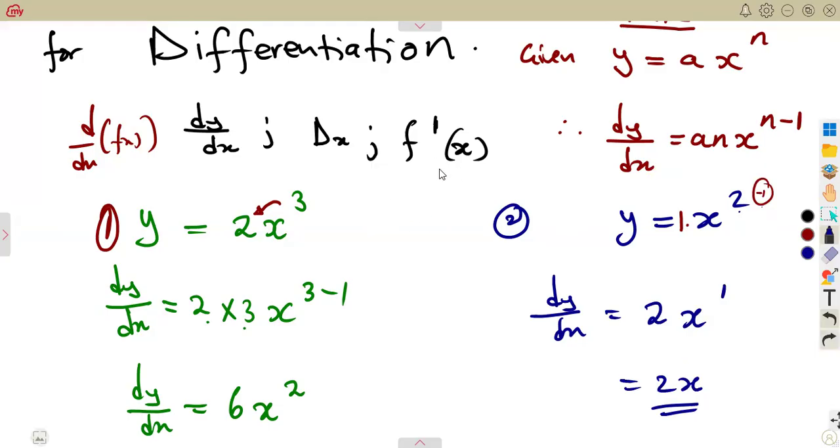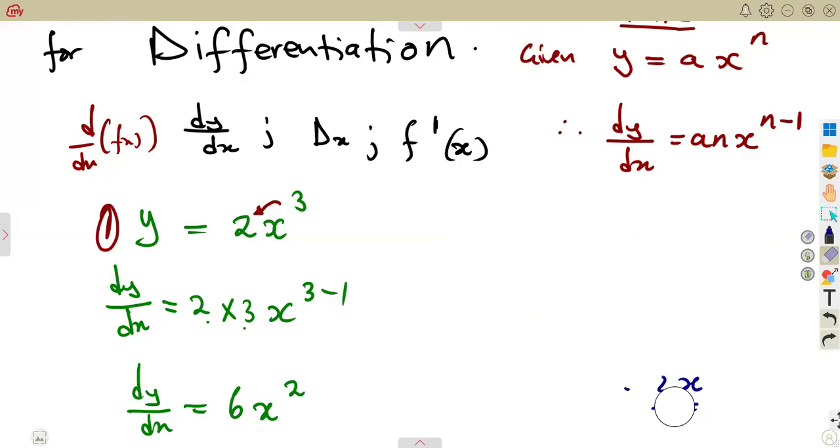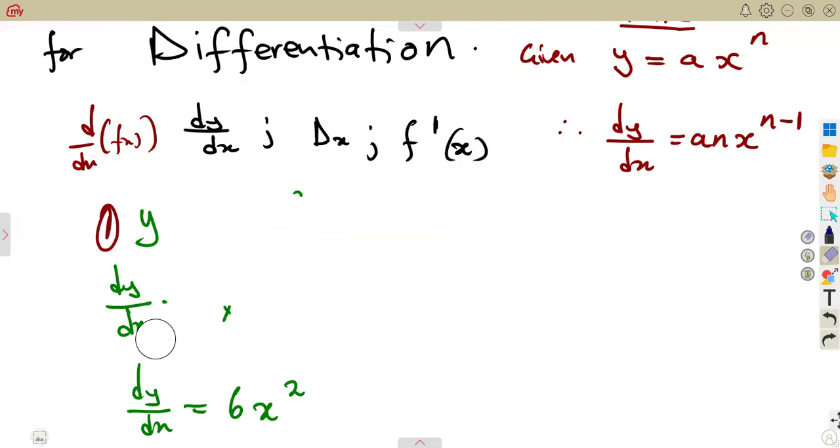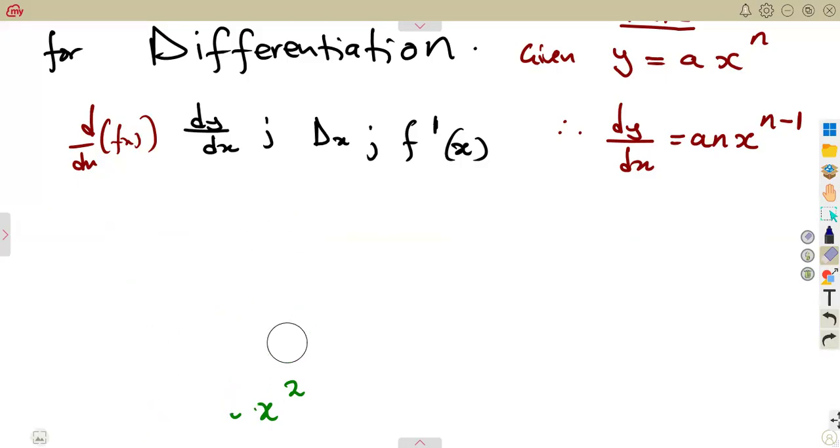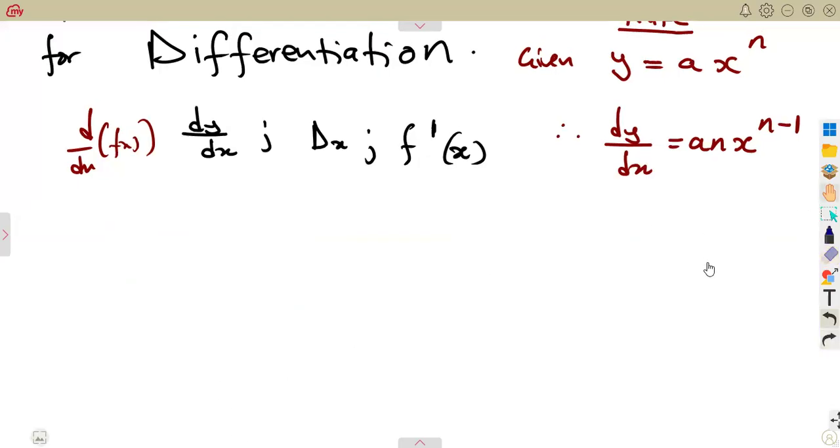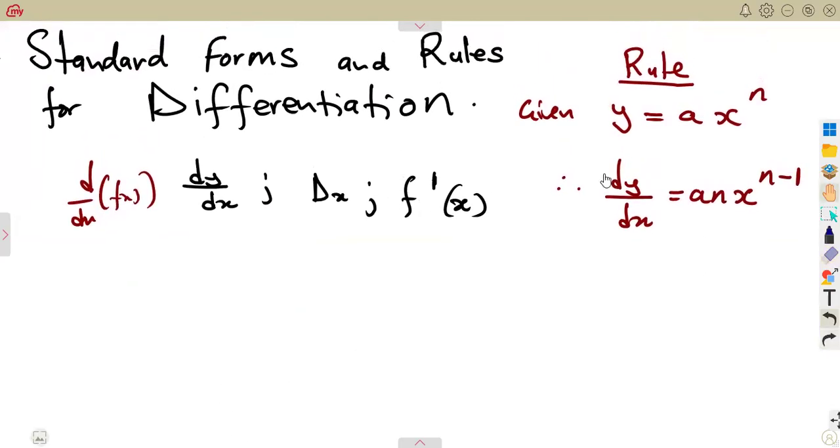This is to show us that we are having the same answer, but there we are not using the first principles concept. No, we are using the rules of our differentiation. As long as we can have this in this format, we can differentiate it in this way.